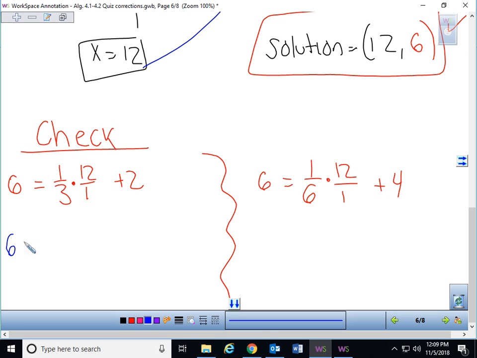So on the left, I have 6 equals. I already know I can cross-reduce these to get 4 plus 2. And so 4 plus 2 is definitely 6. So it works in the top equation.